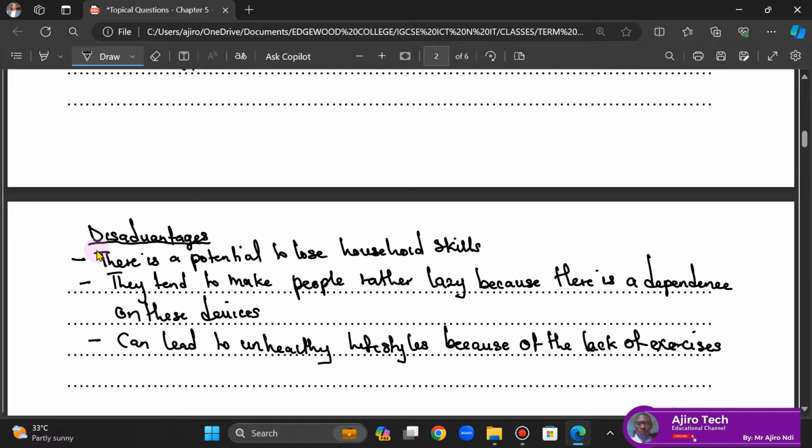Okay? Very, very important. So all these things that we are talking about are very vital, because you can lose household skills. People can become lazy with it. It can lead to unhealthy lifestyles that we probably don't want. So this is very, very important.